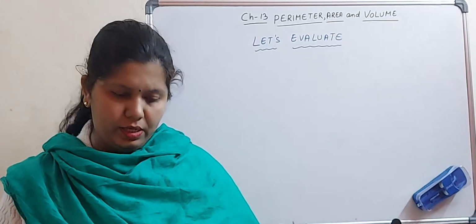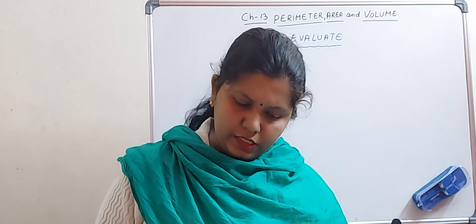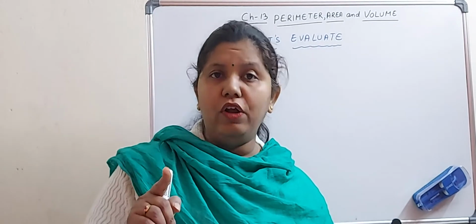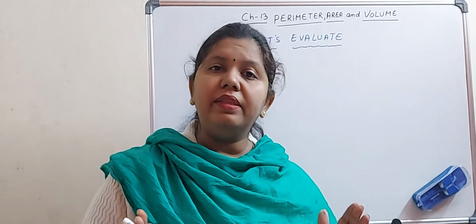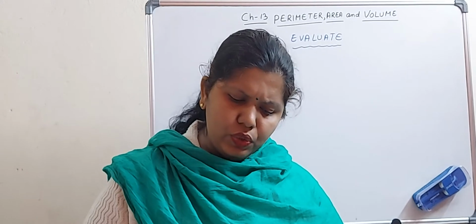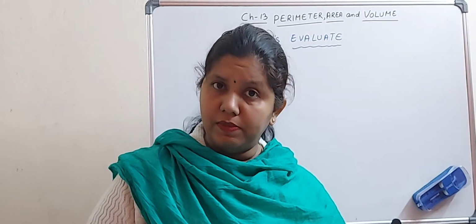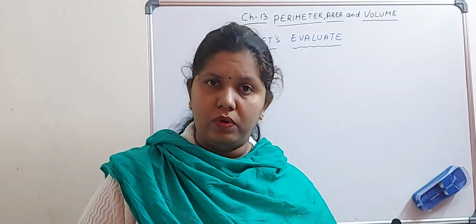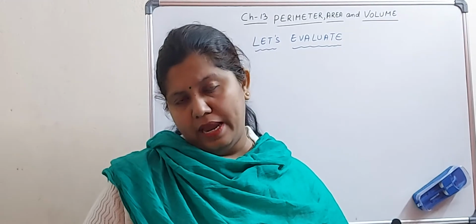The next question is, Devesh has a square chart paper of side 20 centimeter. Side of the chart paper is 20 centimeter and it is a square one. That means all the sides are equal. Now he wishes to cut small squares each of side 5 centimeter from this chart. Okay. Now, how many squares will Devesh have?